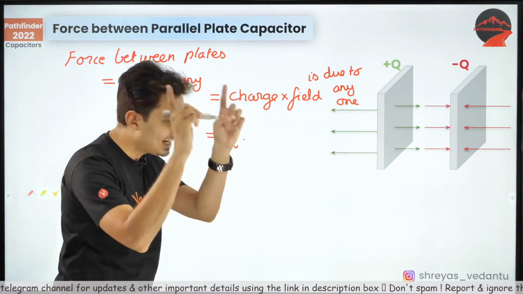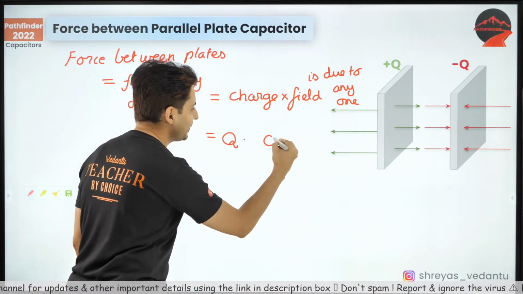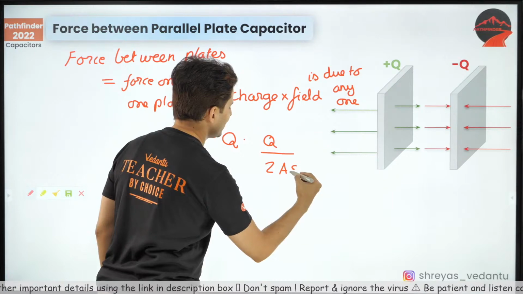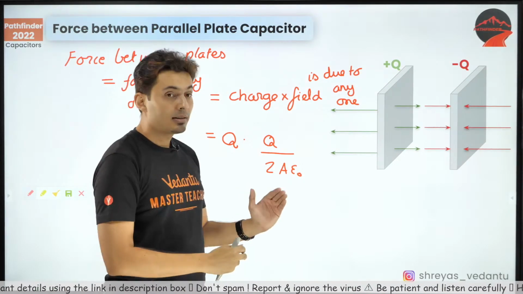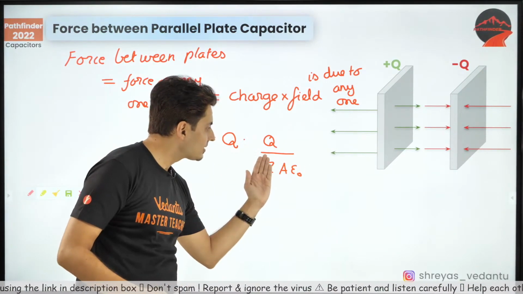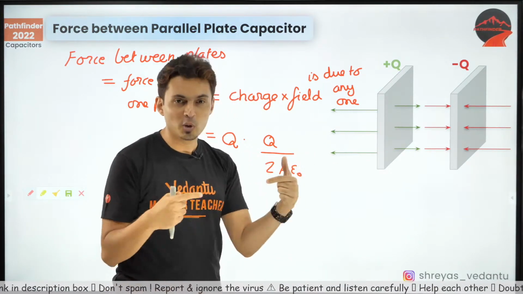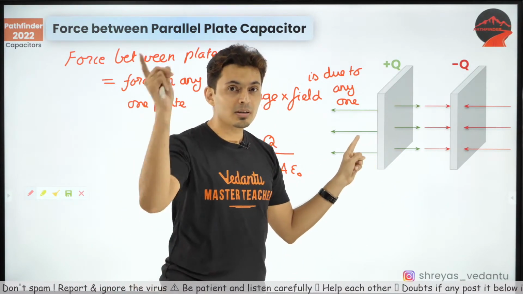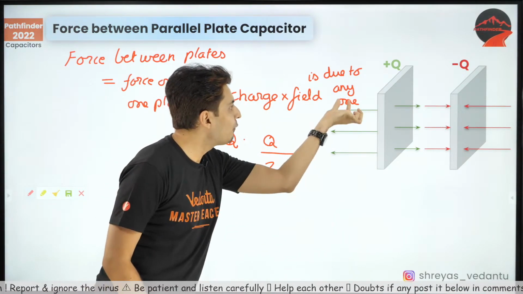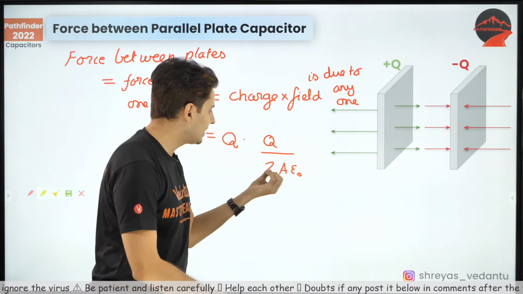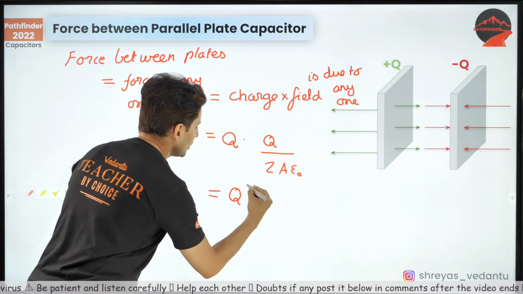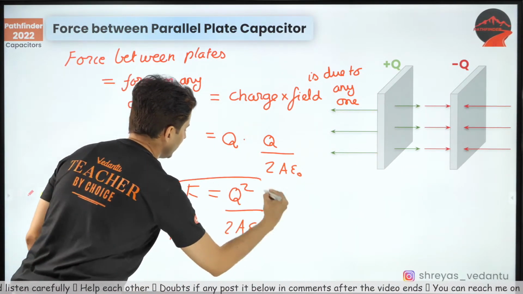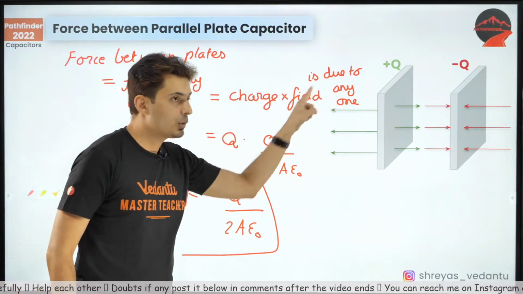Hence, remember the value of the field was Q by 2A epsilon naught. The total field is because of both of them, but that is not going to influence any one of them. So the field due to any one of them will be exactly half of that, and hence the answer is Q square by 2A epsilon naught. This is a very, very important formula and you should know how to get to this.